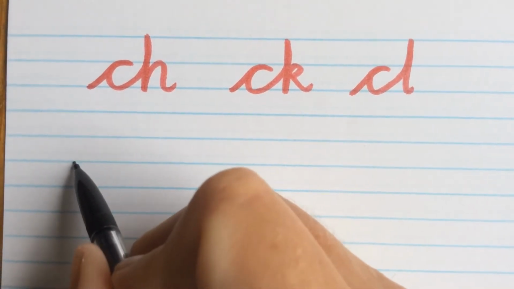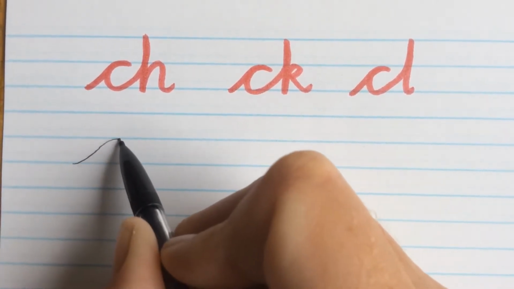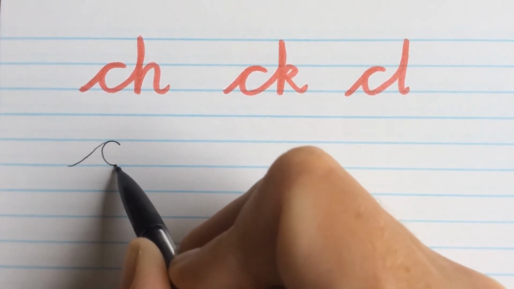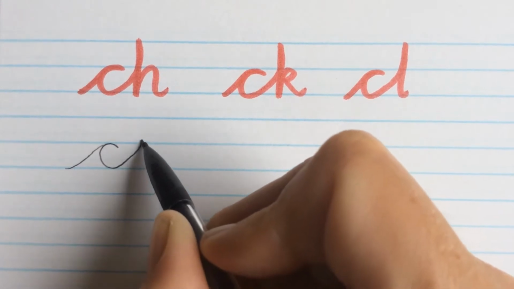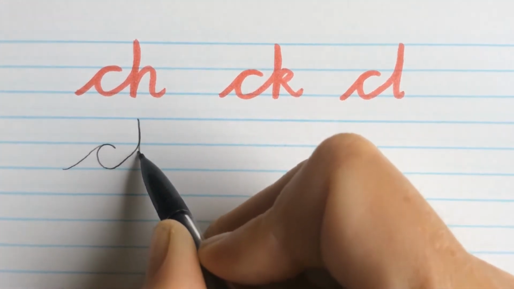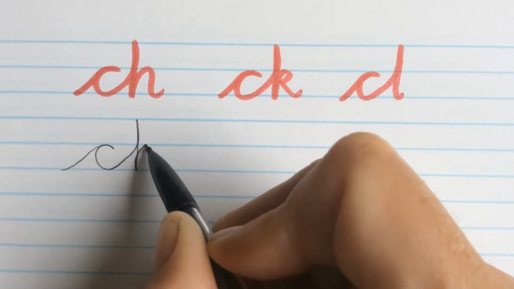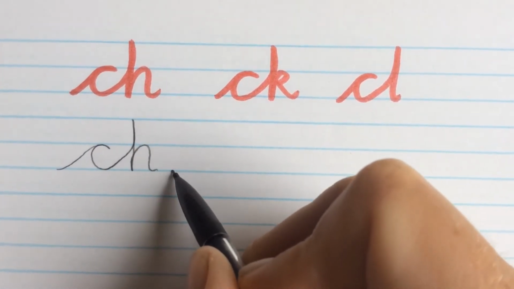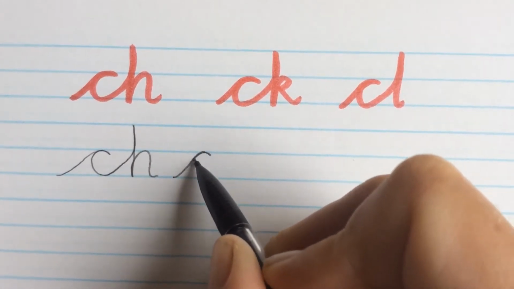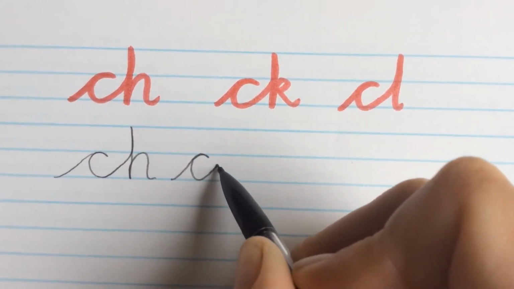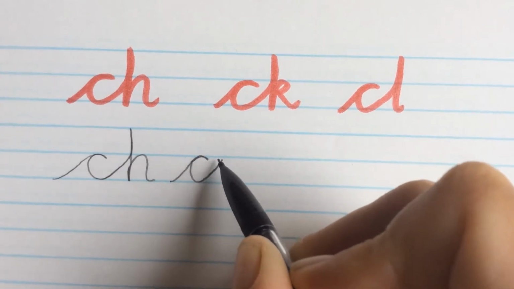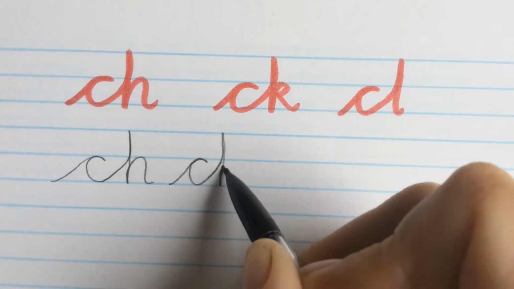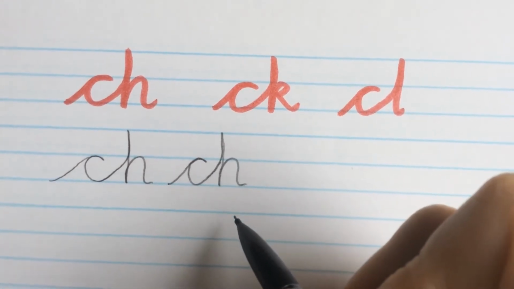So starting on the line, doing that little hook for the C, and then the joiner, that diagonal line goes halfway, and then we go straight up and straight back down the line, and then up and over for the H. Again, starting on the line, writing that letter C, a diagonal join, so it's at the height of the letter C, and then it goes straight up, straight down, up and over.